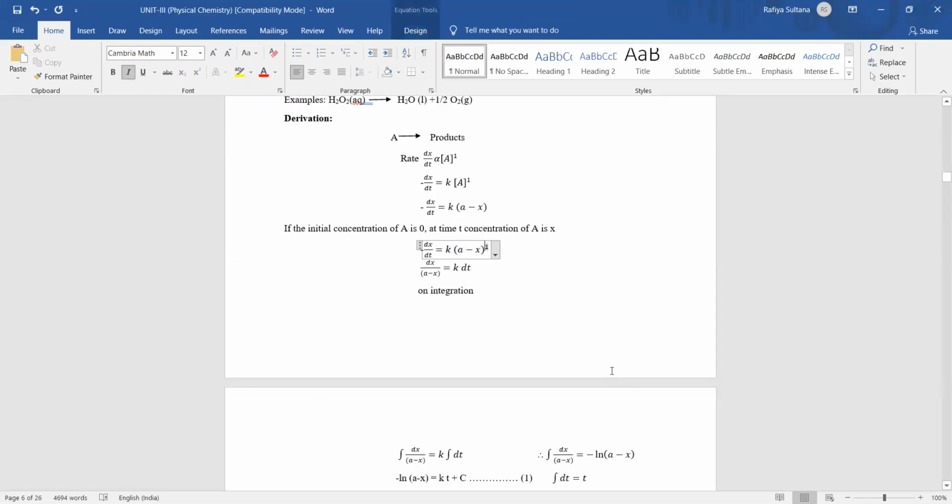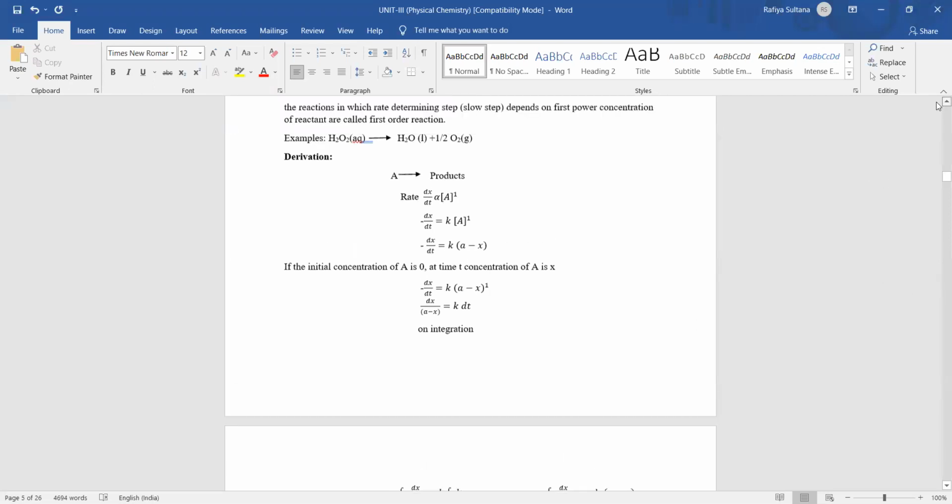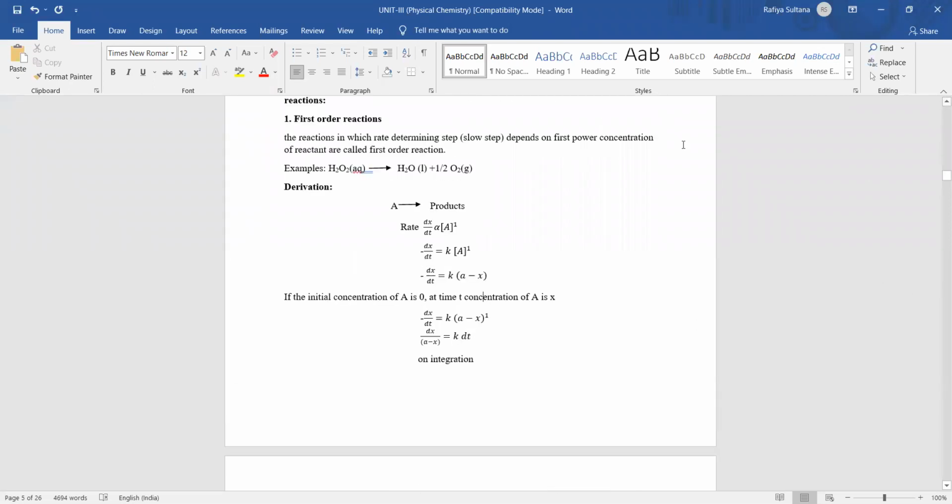So you may also get this type of question in the short answers, like what is a pseudo first order reaction, give an example. You have to give that example, ester hydrolysis, and you have to write why it is a pseudo first order reaction. Okay, now let us see the first order.